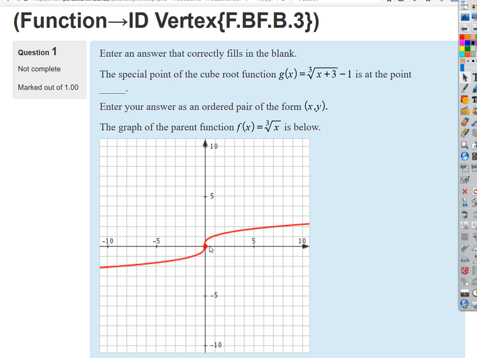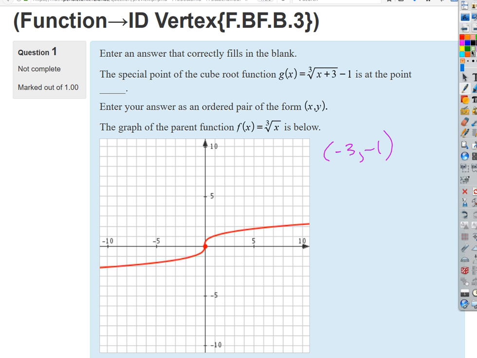-3. -3. How do we get it? Because that's the number being subtracted from x, right? So we wouldn't even worry about the negative or -1 yet? Not yet. What's the -1? Down 1. That's down 1, right? So that's the value of k, isn't it? That's going to be the y-coordinate. So where is this going to be located? The special point is going to end up at the point -3, -1, right?